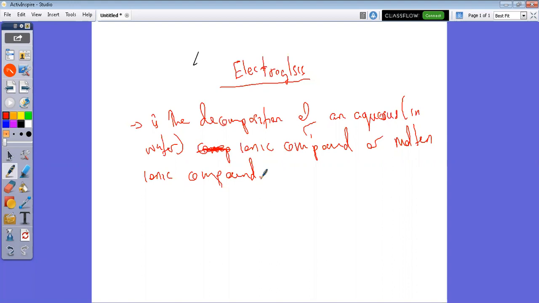So we can write covalent compounds cannot conduct electricity. Next point. Covalent compounds cannot conduct electricity. Hence, they do not undergo electrolysis. Covalent compounds. I hope you didn't write the wrong spelling here. Electrolysis. Covalent compounds cannot conduct electricity, hence they do not undergo electrolysis. Clear?